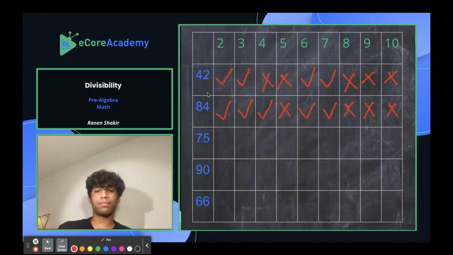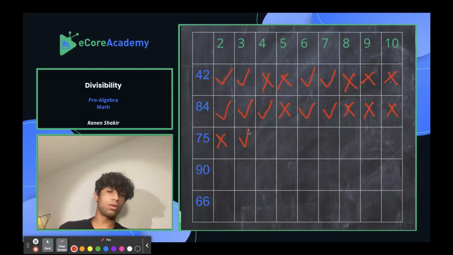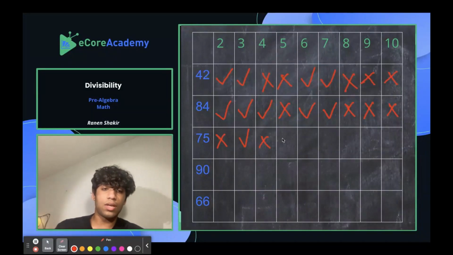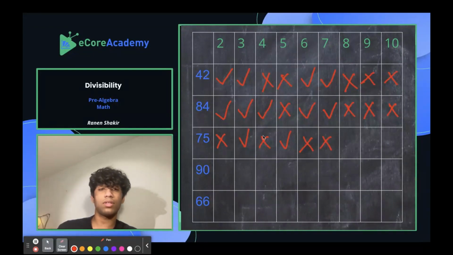All right, 75. Right off the bat, this is not divisible by 2 because it's odd. This is divisible by 3 because 7 plus 5 is 12, divisible by 3. This is not going to be divisible by 4 because if you try to divide it, you get an uneven number. If you use the rule for 5, it is because it ends in a 5. If you use it for 6, it's not because it's not even. So this is not divisible by 6. 7, it is not because it doesn't go in evenly. 8.